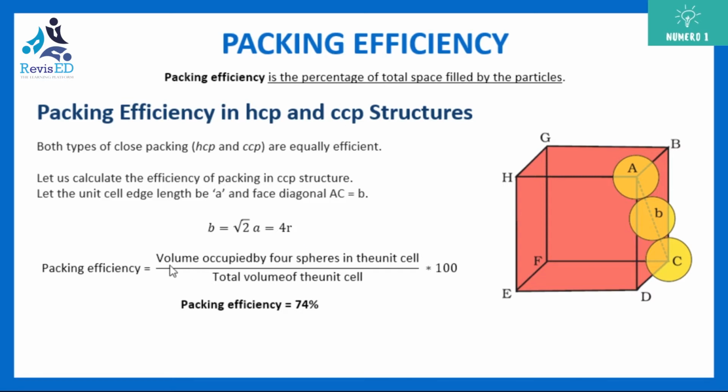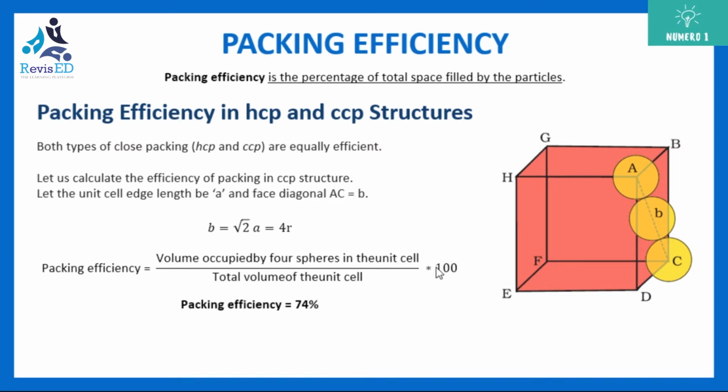Now, as I explained, packing efficiency is the total space filled by the particle. So basically, space occupied by the particle divided by total unit volume. So the volume occupied by 4 spheres in the unit cell. Why 4 spheres? The reason is, in case of HCP, CCP, or FCP, sorry, there are 4 spheres inside. If you do not get this part, please refer to the previous lesson, where it is given, divided by the total volume of the unit cell.